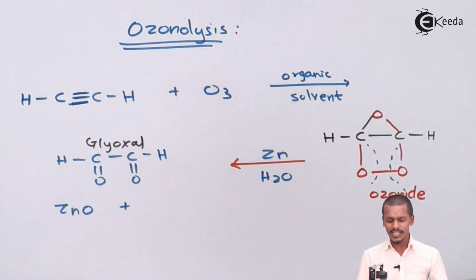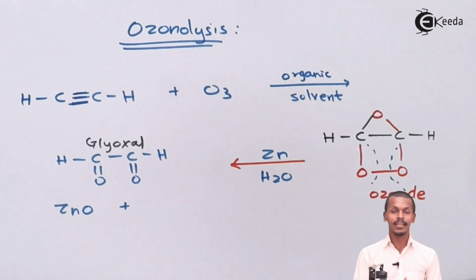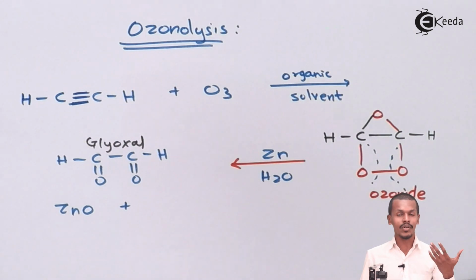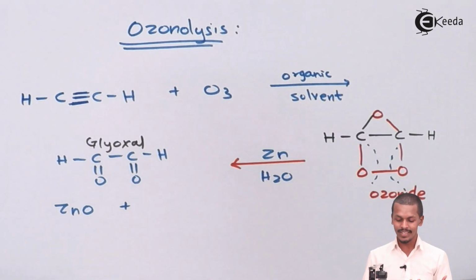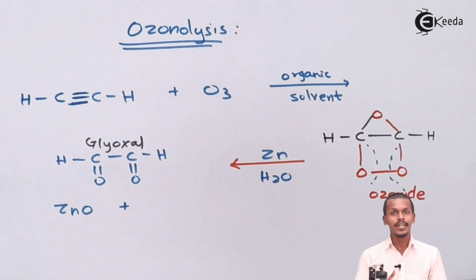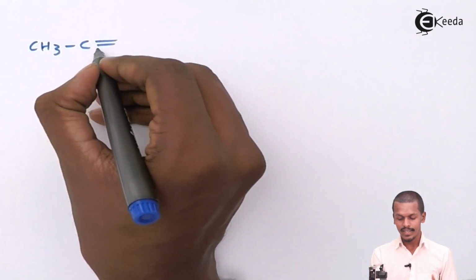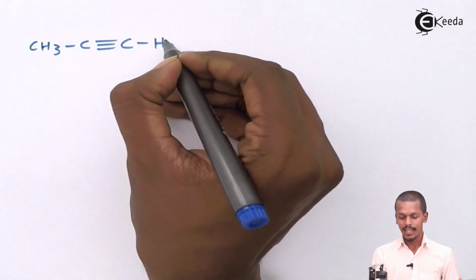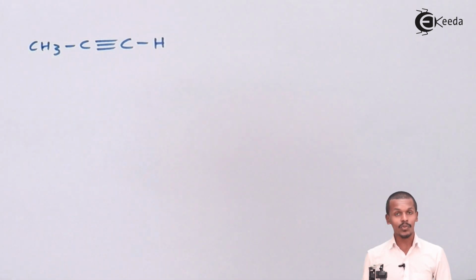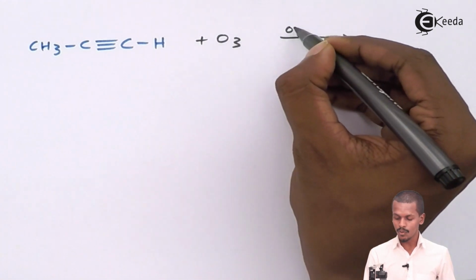So the ozonolysis is very similar to that of the ethene that we have done, but instead of getting a single functional group, either aldehyde or ketone, in this case we are getting two functional groups, that is known as glyoxal. So let me give another example so as we could understand it in a better way. Suppose we have a molecule like CH3 C triple bond CH, basically propyne, and we have to do the ozonolysis process of this one. So therefore we will use O3 as ozone, and that also in presence of an organic solvent.